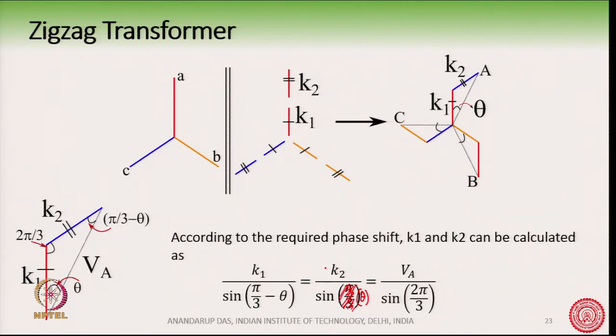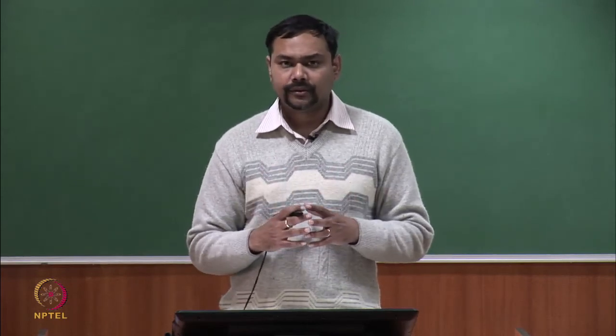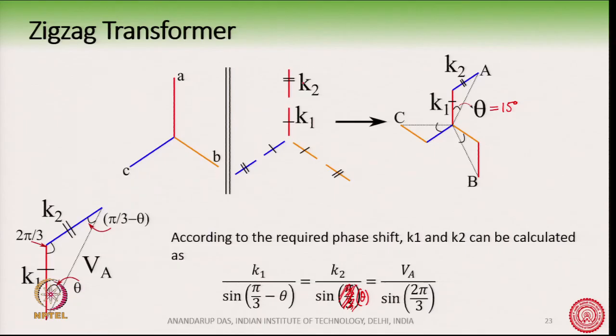Suppose we want a zigzag transformer with theta equal to 15 degrees. Then we can find the required values of K1 and K2. If we want theta equal to 7.5 degrees, then we can accordingly choose K1 and K2. So, we will split the phase winding into two parts, the K1 and K2 parts.